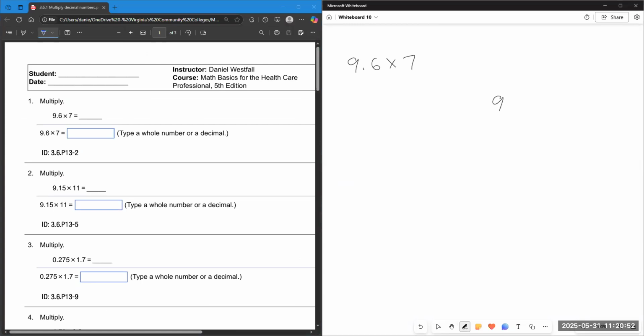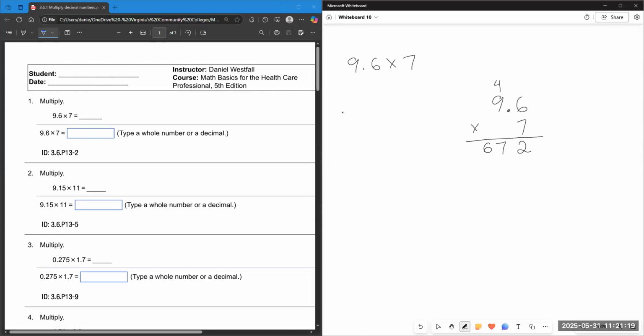So I'm going to make that a vertical problem. You don't have to line the decimals up like you did for addition and subtraction. We're just going to multiply this as if it was 96 times 7, and we'll worry about that decimal point in a little bit. So 6 times 7 is 42, and then 7 times 9 is 63, plus 4 is 67.